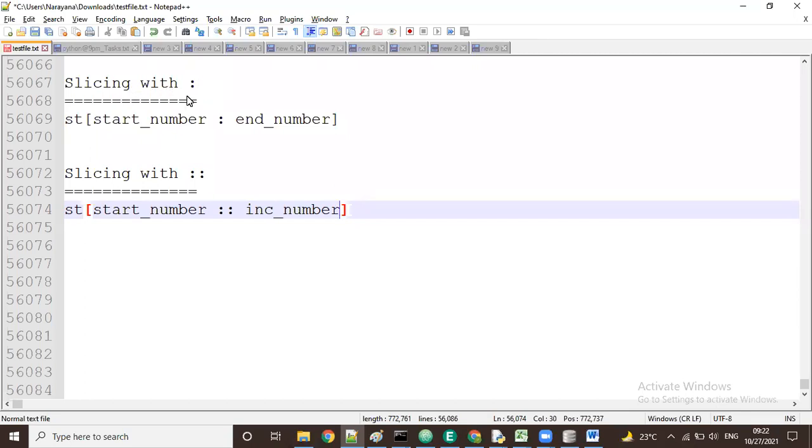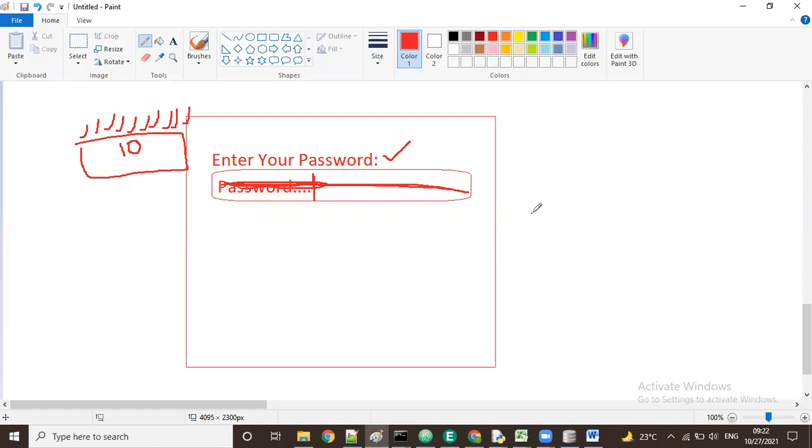If the single colon means start number, end number, we give the starting position and the ending position. Double colon means we give the starting position and the increment. Increment means every second character, every third character, every fourth character, or every one character. We give the increment number. Let's make a few examples so you can easily understand.